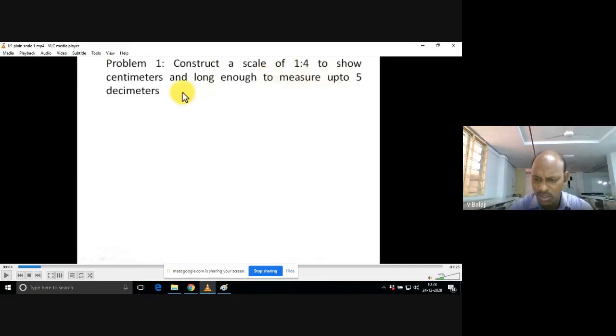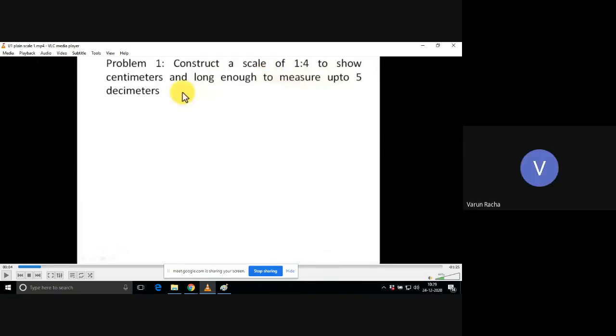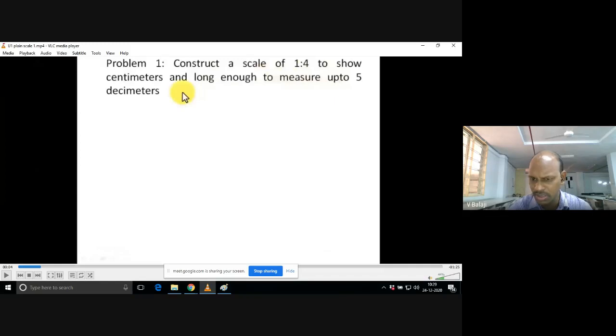Suppose you don't want to reduce or enlarge a particular object, for example, a cell phone. A cell phone has a length of some 5 inches. Can you draw a 5-inch line on the drawing sheet? You are using A2 size, right? Can you draw a 5 centimeter or 5 inch length? Is it required to reduce or increase that length? Not required, right? Yes. That is called full sized scale. So we call it full size scale or full size drawing.